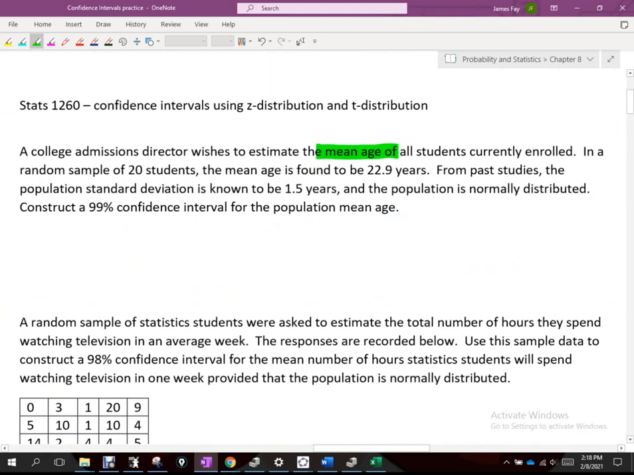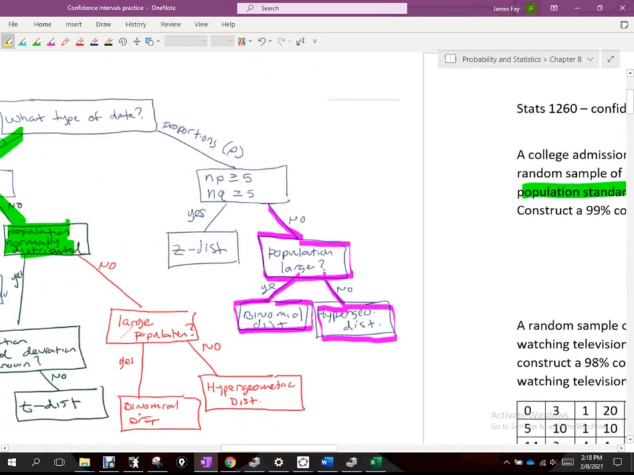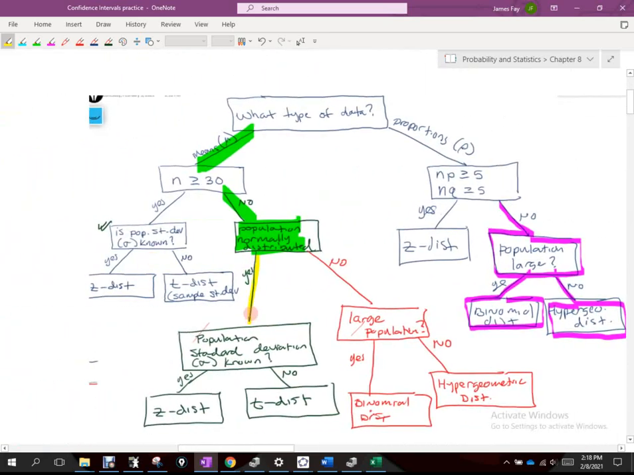So it goes through this, says the mean age is 22.9. Says from past studies, the population standard deviation is known, that might be something I want to highlight here, to be 1.5 years. And the population is normally distributed. So that's key. It is normally distributed, so we can go down here to yes.